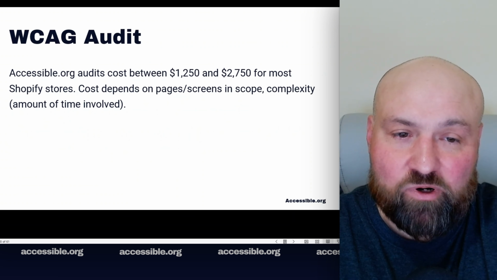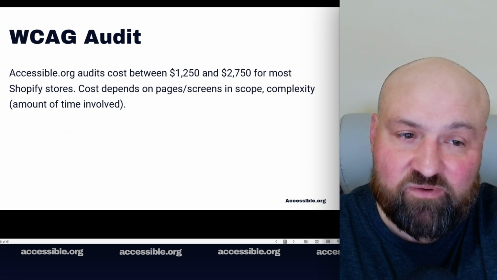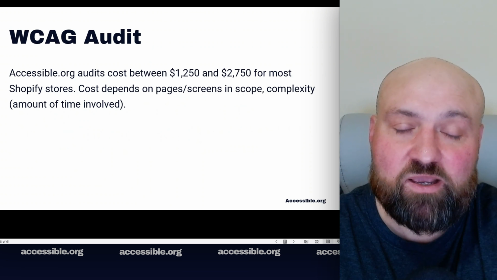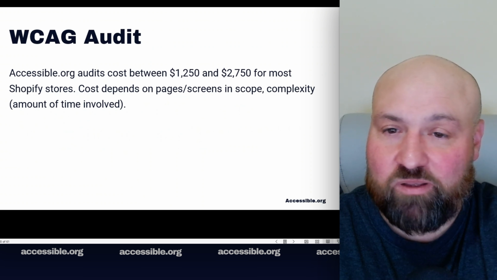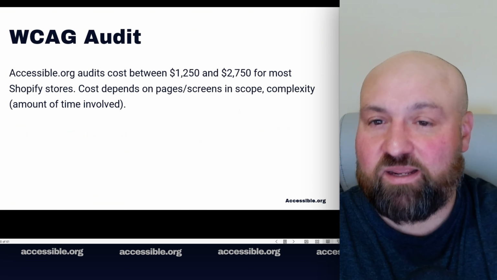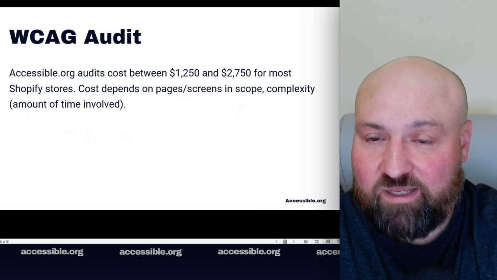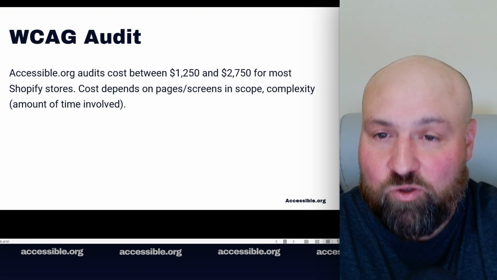Now, for accessible.org audit reports, you're looking at a range of $1,250 to $2,750 for most Shopify stores. Of course, the cost is going to depend on the pages and screens and scope, and then also the complexity. And all this is getting at is we're assessing the amount of time involved in going through and meticulously and thoroughly evaluating your website.